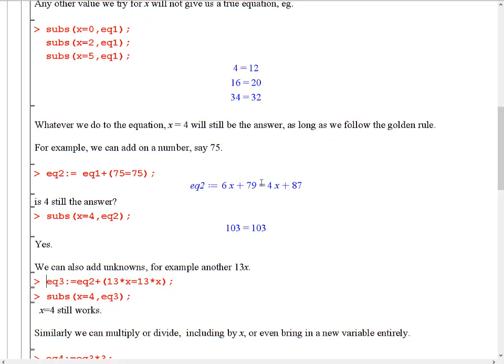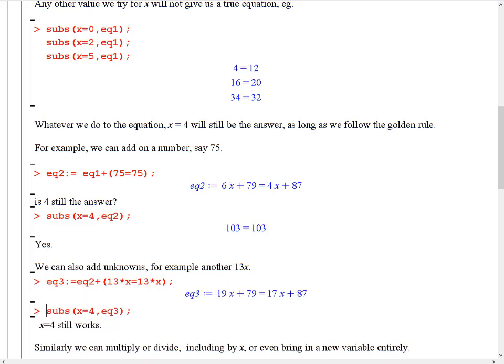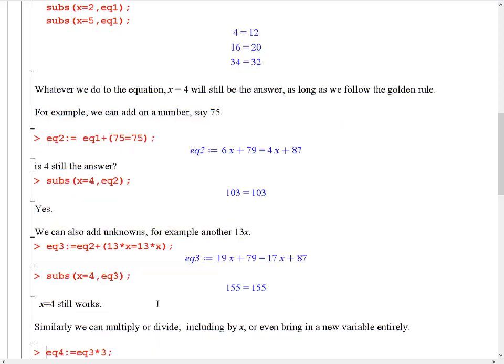As well as adding on numbers or taking away fixed numbers, I can add on some more unknowns, variables. Like I can add another 13x by doing this. So to here I've added 13x on both sides. So instead of 6 or 4, I've got this many. And so it now looks quite different, but still x is 4 is a solution.